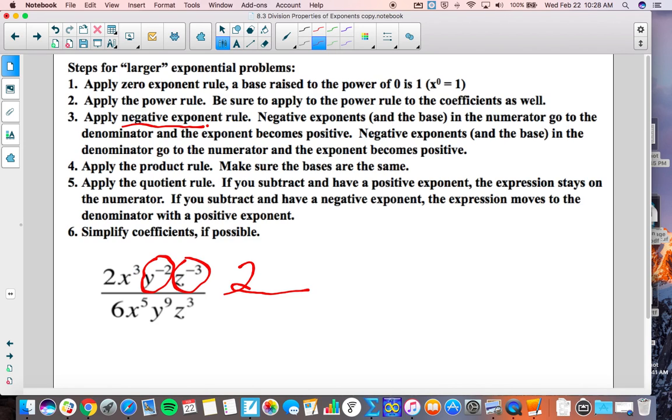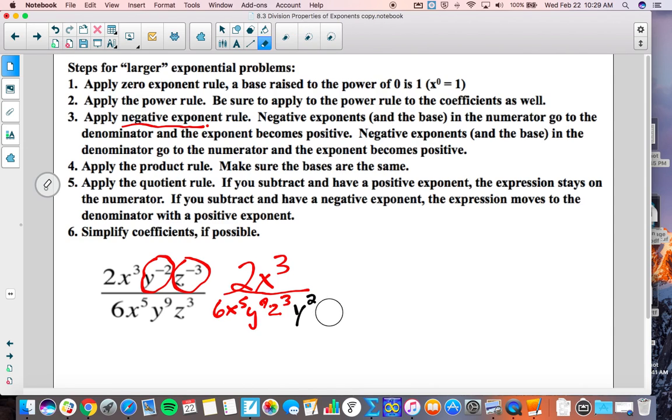So let's write down what actually belongs on the top: 2x to the third. There's no traders. There's no negative exponents on the bottom. If I saw some, I'd move those to the other side of the fraction bar. On the bottom, I've got 6x to the fifth, y to the ninth, z to the third, and then I've got y squared. So I moved it to the other side and made the exponent positive, and z to the third. All right, cool. I've done that step correctly.